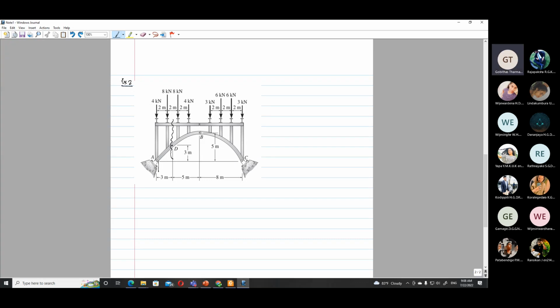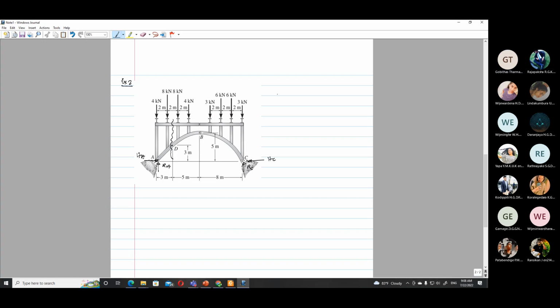So you can mark it as RA, RC, and then HC, and HA. Since it's a hinge, we can mark in any way we like, because we are considering only from here to here. We don't care how it is connected to the support. We are interested in the hinge.